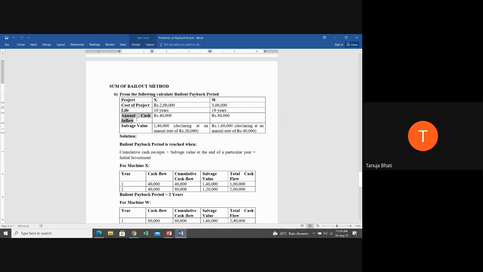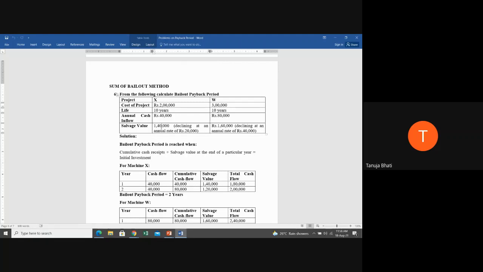Annual cash inflow is 40,000 and here 80,000. So annual means every year there is a similar cash inflow. So equal annual cash inflows, which is 40 and 80. Salvage value is 1,40,000, which is declining at an annual rate of 20,000. So students, salvage value is nothing but the scrap value which you're going to get every year, and which is declining. So suppose if this year you're getting 1,40,000 as salvage value, next year you will not get 1,40,000.